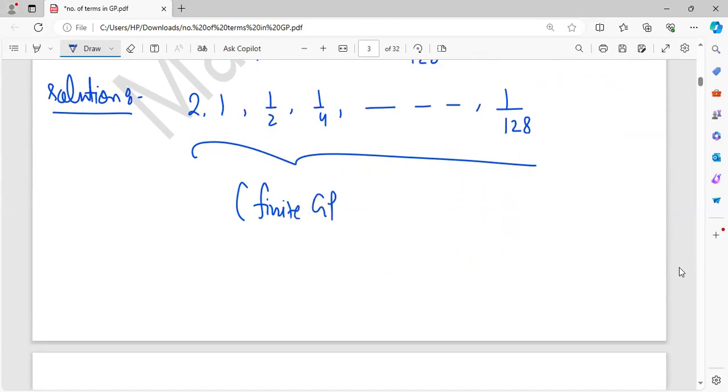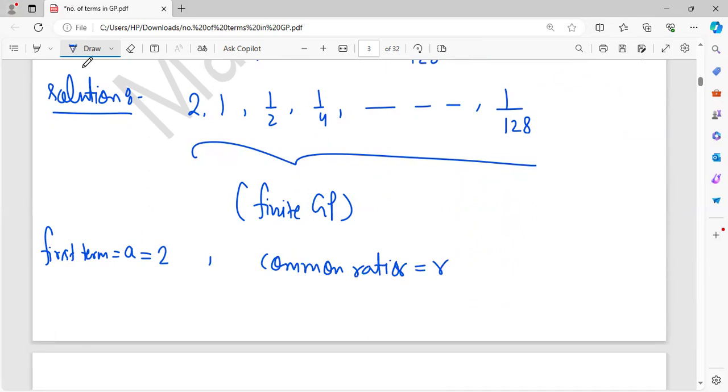Finite GP. Okay, so what is the first term, and what is the common ratio? First term A is equal to 2. What is the common ratio? The common ratio R is equal to 1 upon 2. You divide the second term by the first one, or the third term by the second. In this question it is given that this is a GP, so no need to check.